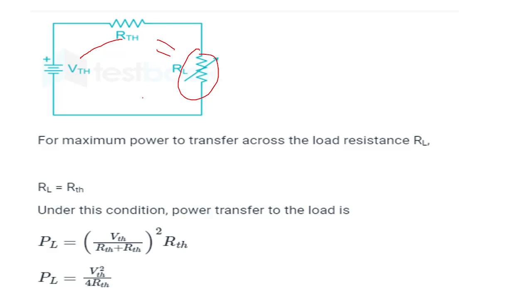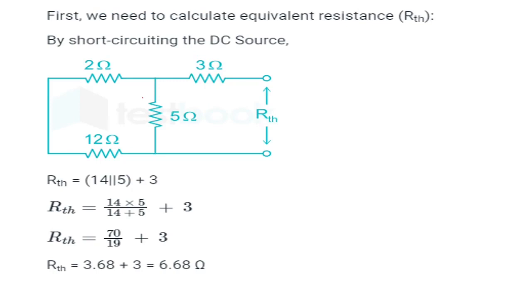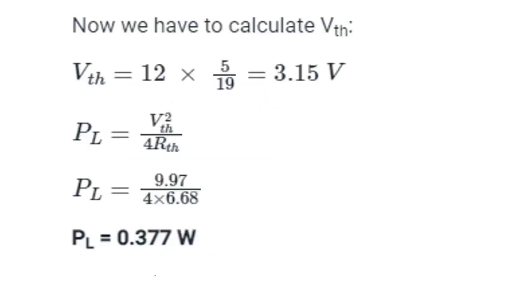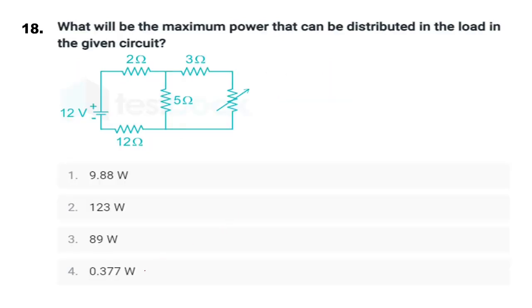Okay, so here if you short circuit the voltage source and find out the RTH, then the resistances 2 ohm, 12 ohm, 5 ohm and 3 ohm will give you the equivalent resistance RTH as 6.68 ohms. And then if you find the VTH, it will be around 3.15 volts. Now after getting VTH and RTH, we can find out the maximum power as we have seen earlier also, and the maximum power is nothing but 0.377 watts. So here option B, that is 0.377 watts, will be the right answer.